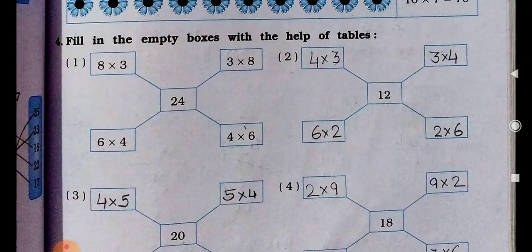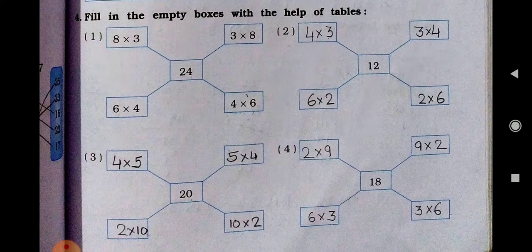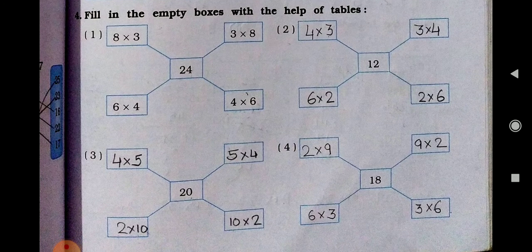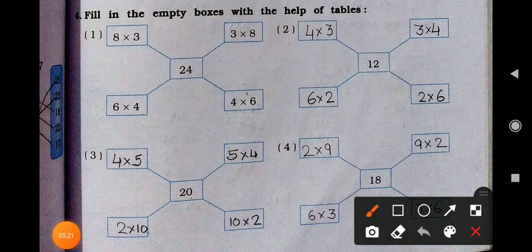Now see the next, number 4. Fill the empty boxes with the help of the tables. He has given the empty boxes that we are going to fill. See the first one. 8 multiply with 3, 24. 3 multiply with 8, 24. 6 multiply with 4, 24. And 4 multiply with 6, 24.